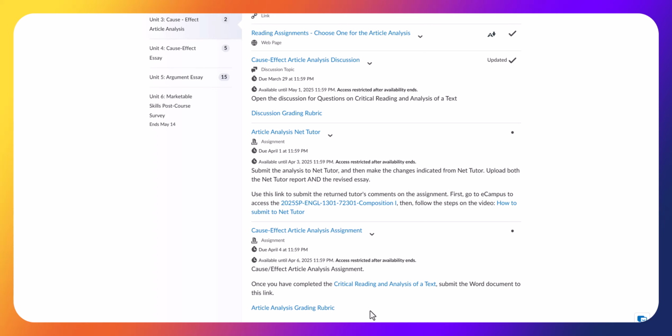To see what you're going to be graded on, you want to be sure that you review the article analysis grading rubric.